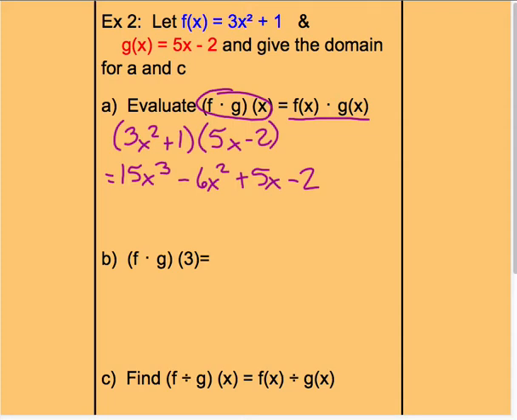Asking for the domain again. f of x is a parabola, domain is all real numbers. g of x is a line, domain is all real numbers, so we still have a domain of all real numbers when we multiply them.